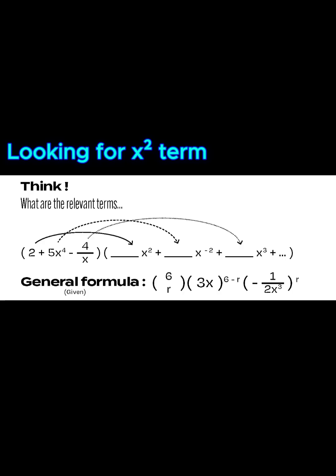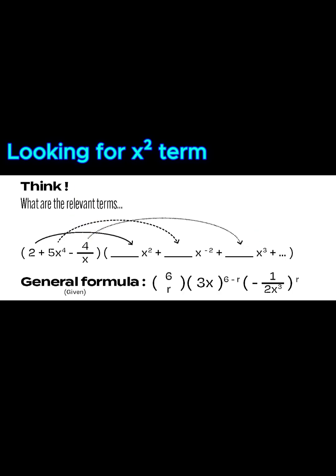Think about it. If we want to use the number 2, we will need it to multiply by the x squared term of the binomial expansion. Then if we want to utilize the 5x to the power 4, we will need to multiply it by an x to the power minus 2 to get the x squared term overall. Then if we want to use the minus 4 over x, we need to multiply it by an x cubed term of the binomial expansion in order to get the x squared term. So now our game plan is already set up.